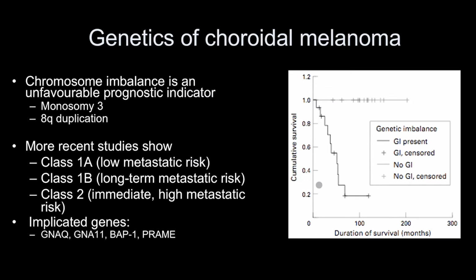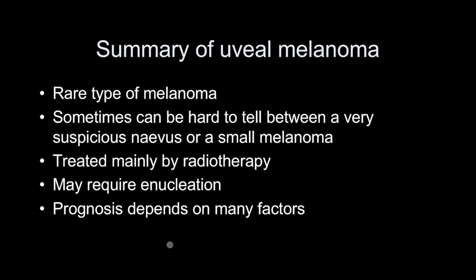This graph is work from Sheffield, looking at loss of chromosome 3 and duplication of chromosome 8q. And you can see this is the chromosome 3 data. If you had favorable genetics, then survival was good. But if you had unfavorable genetics, then survival was poor. More recent studies show that there are three classes of melanoma: class 1A, a low metastatic risk; class 1B, a longer term metastatic risk; and class 2, which is a more immediate, higher metastatic risk. And the implicated genes are GNAQ, GNA11, BAP1, and PRAME.